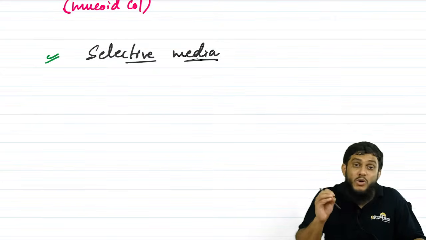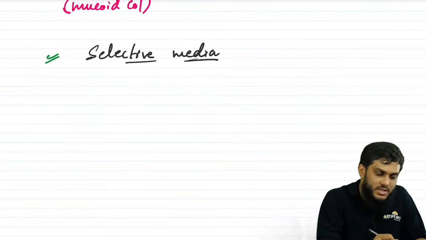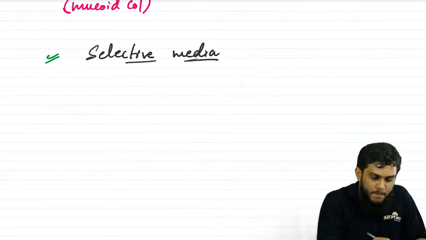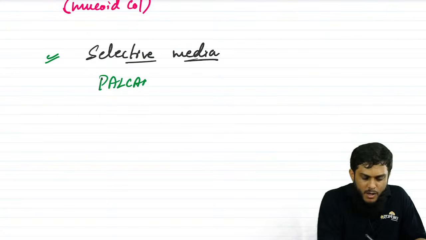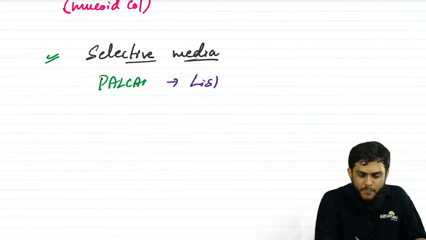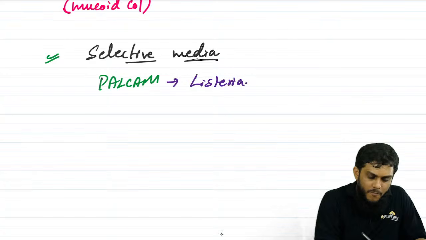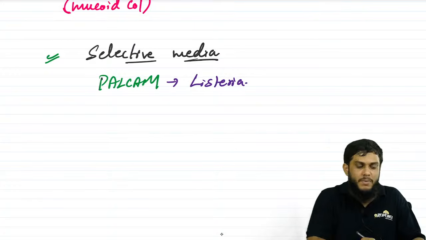But if you talk about the important selective media, you can say Palcum agar. If the organism grows on Palcum agar, then you can say the organism is Listeria, because Palcum agar is the selective media for Listeria. Listeria, Palcum agar.